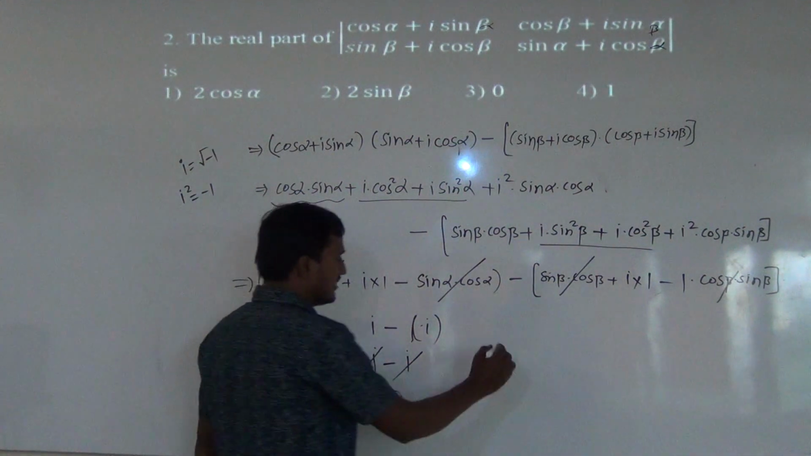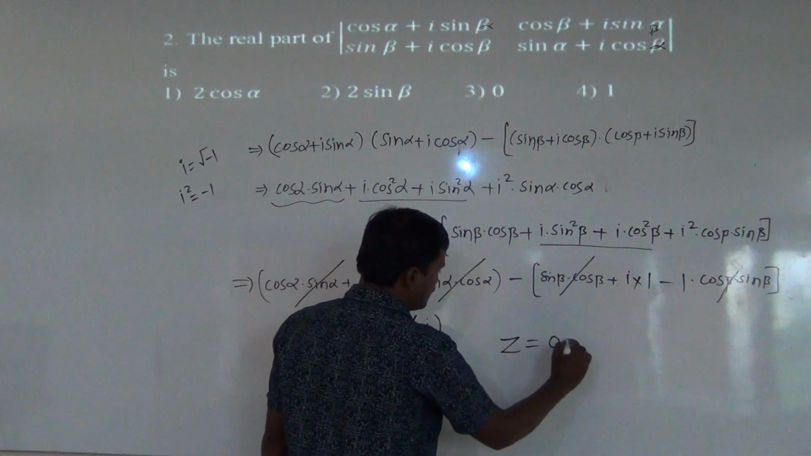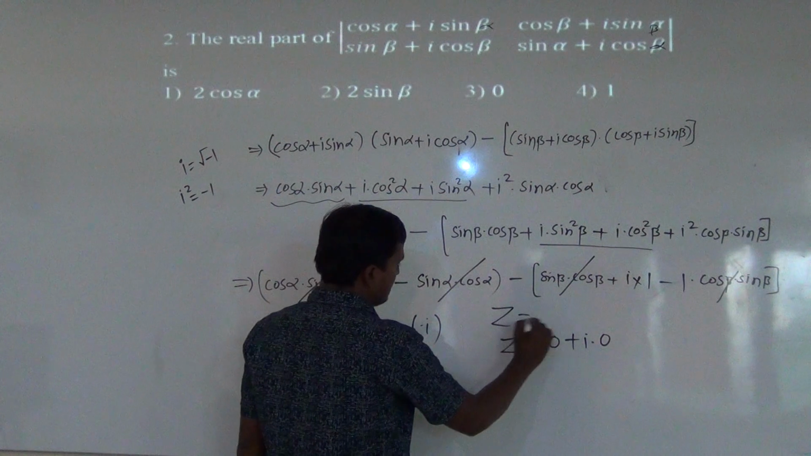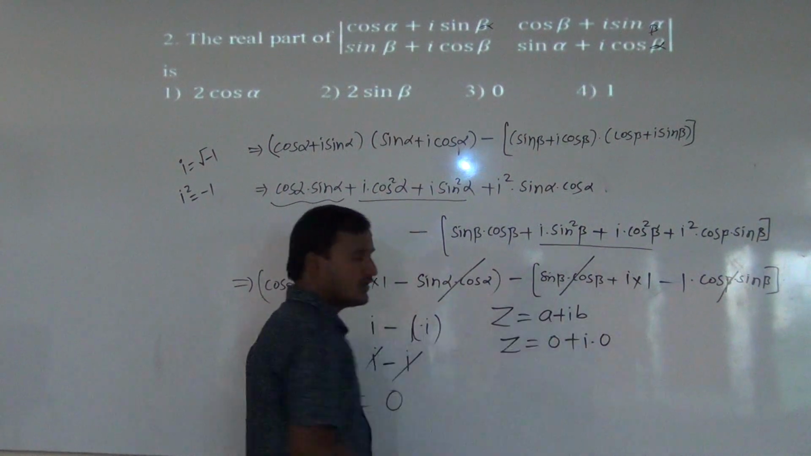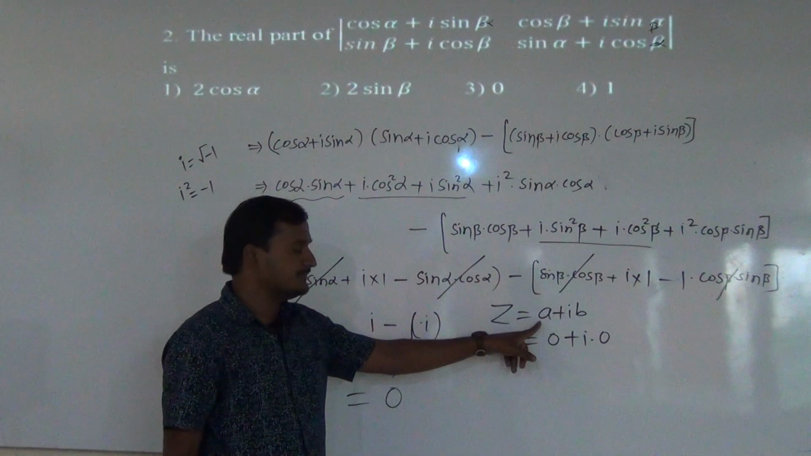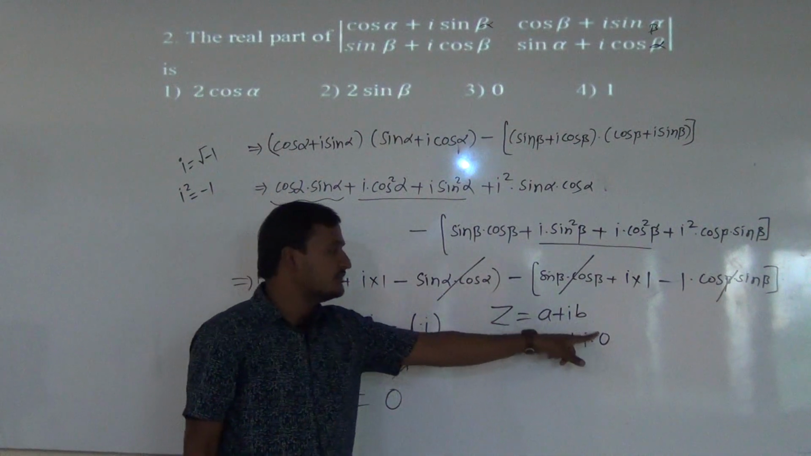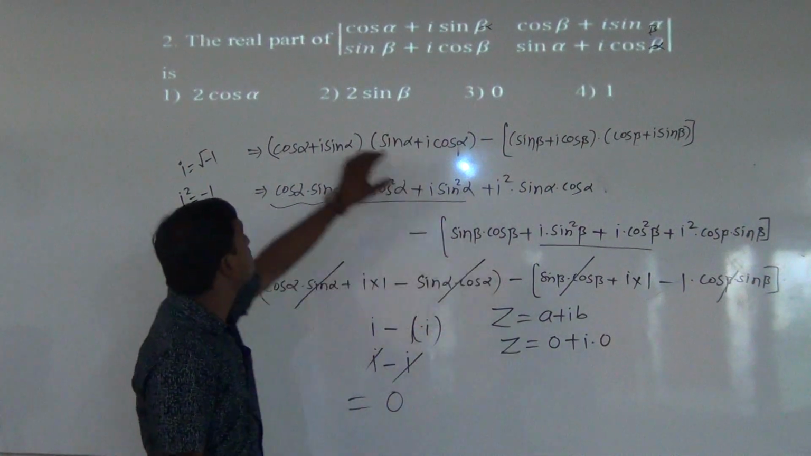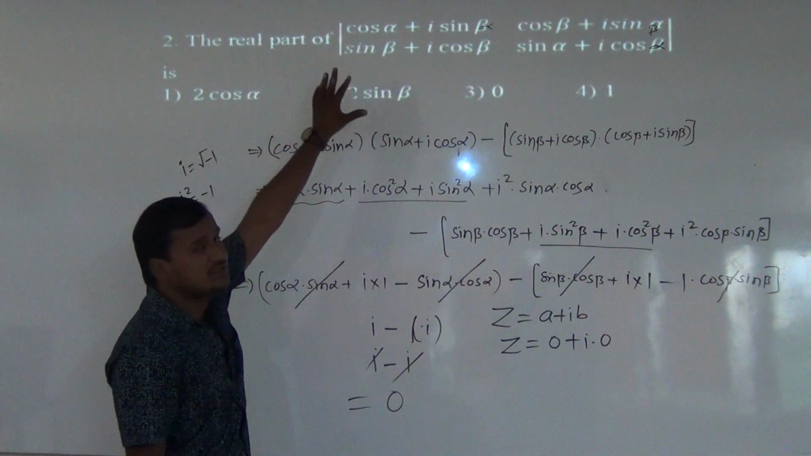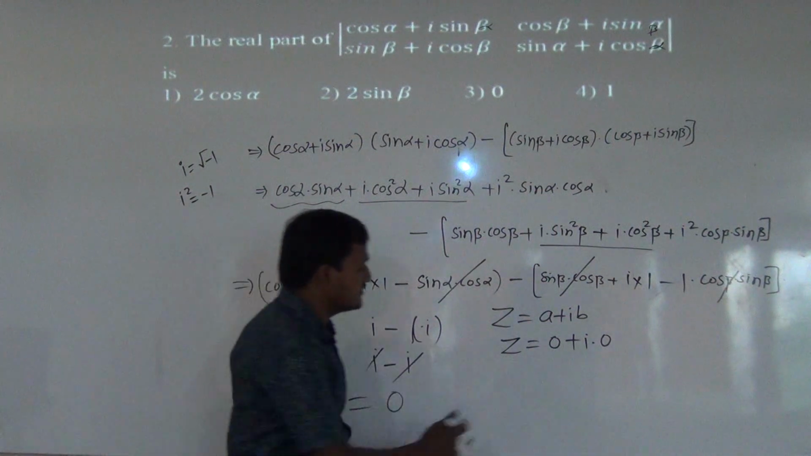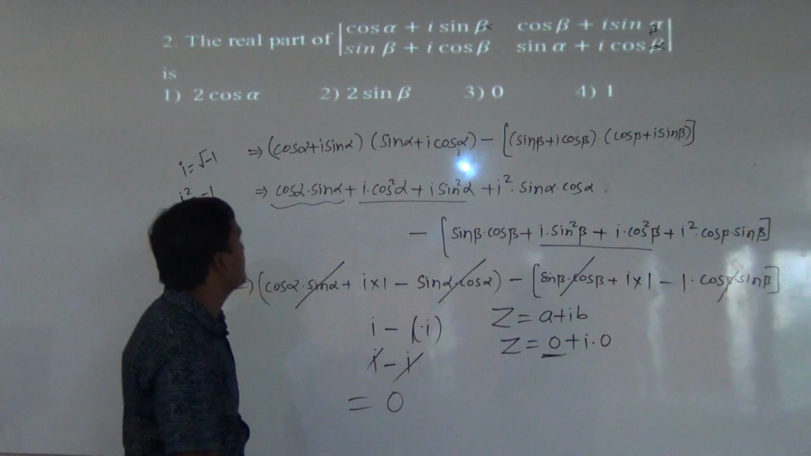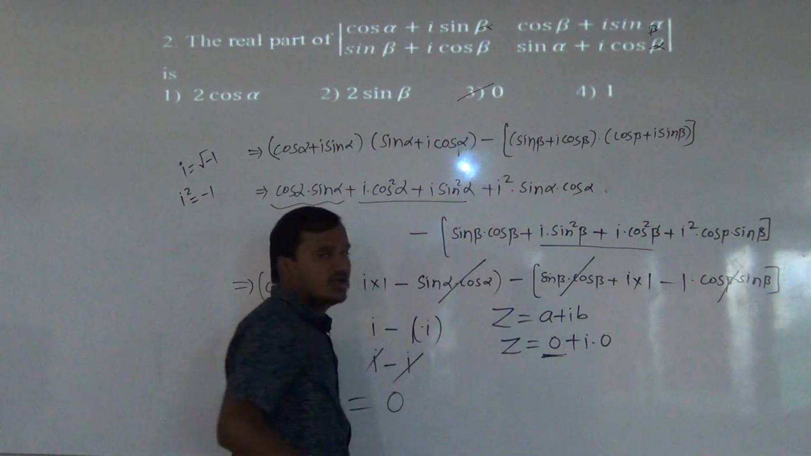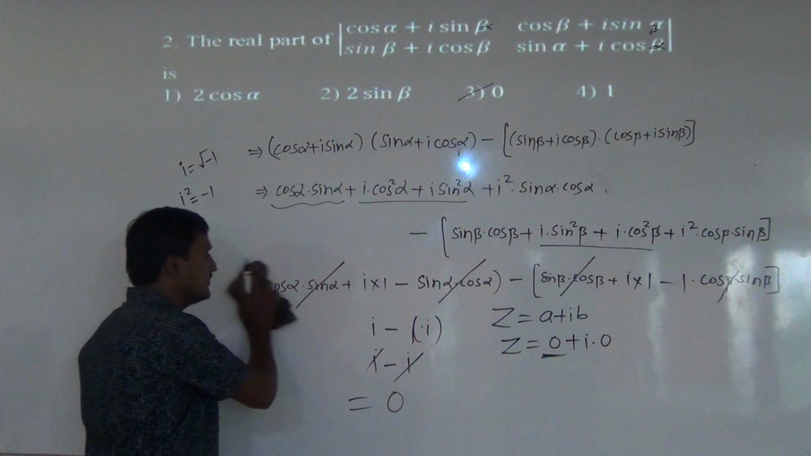So therefore clearly this is in the form of 0 plus i into 0, right? So therefore you know that a plus ib is called a complex number. In this complex number, a is called the real part, b is called the imaginary part. Here what is the real part? 0. So they asked you to write the real part of this determinant. The real part of this determinant is 0. Therefore which option is the right one? The third option is the correct one. Is it right? Next we'll go for the next question.